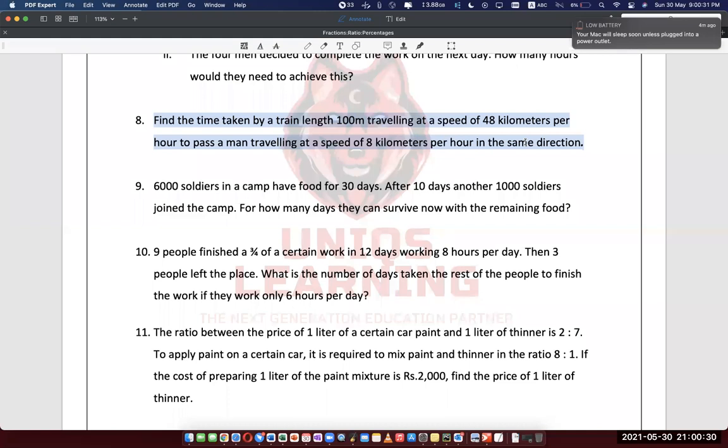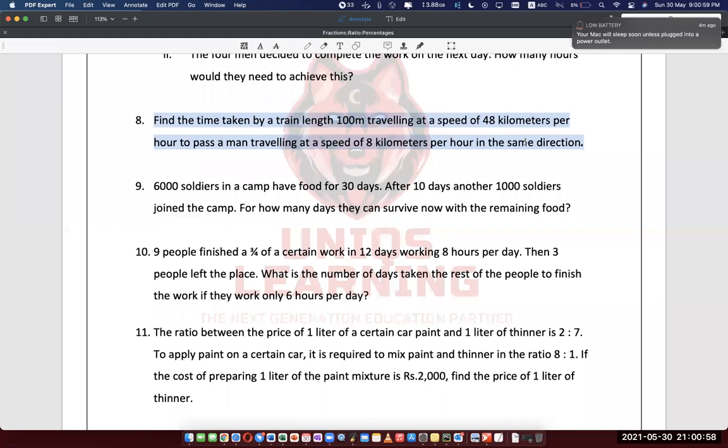We already know what this distance is. It is going to be 100 meters, right? This 100 meters, look, the speed is in kilometers per hour, so let me write this one also in kilometers. So I write 0.1 kilometers. 100 meters means 0.1 kilometers, right? Because it should be in the same units.